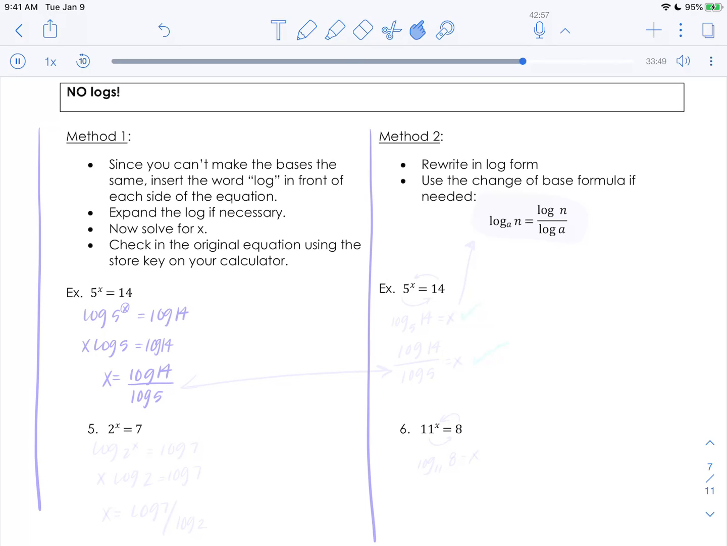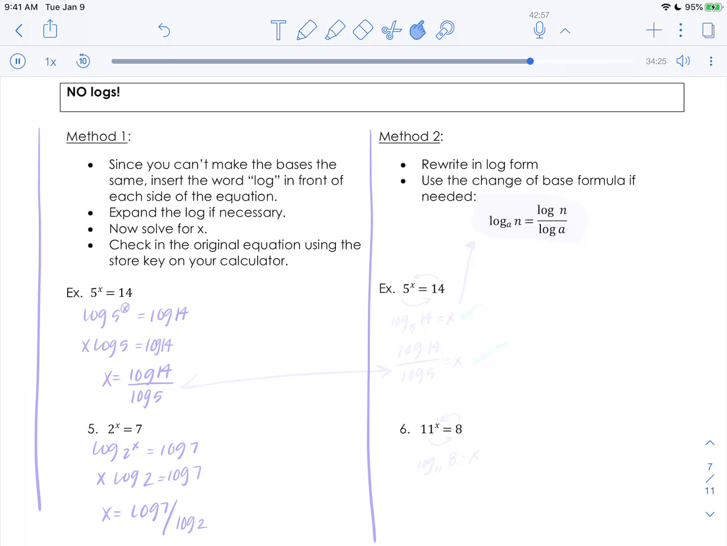And that's that. Number 5, same thing, log on both sides. So log 2 to the x equals log of 7. We need to bring our exponent down. So we have x times log 2 equals log 7. Okay, x equals log 7 divided by log 2. Some people may be tempted to try and condense this into log of 7 over 2. Not how that works. That does not mean the same thing as log 7 divided by log 2.